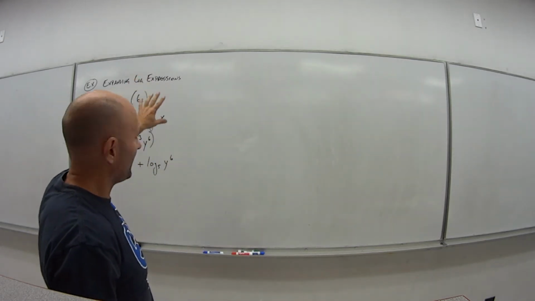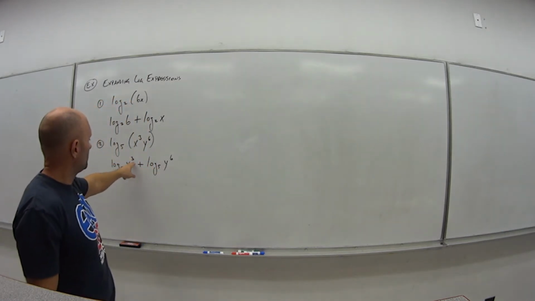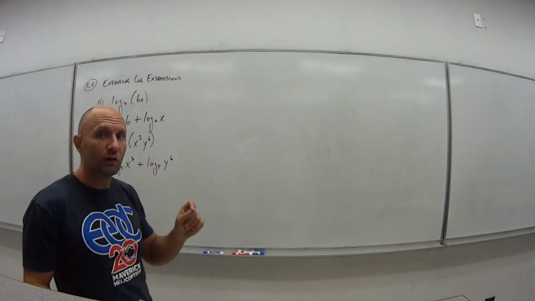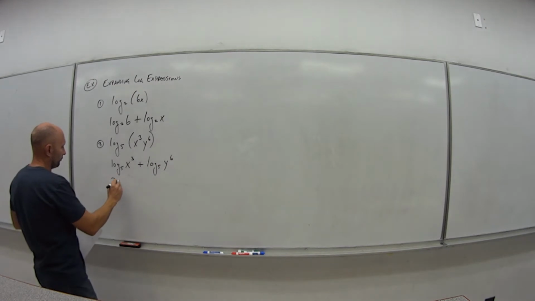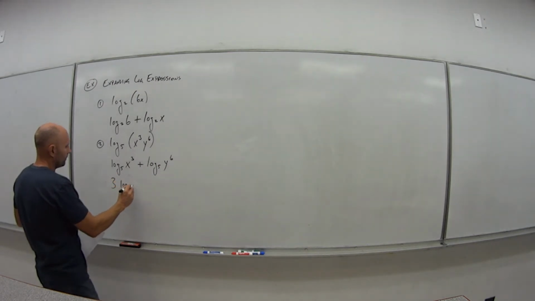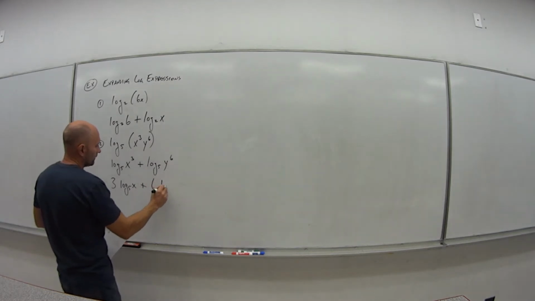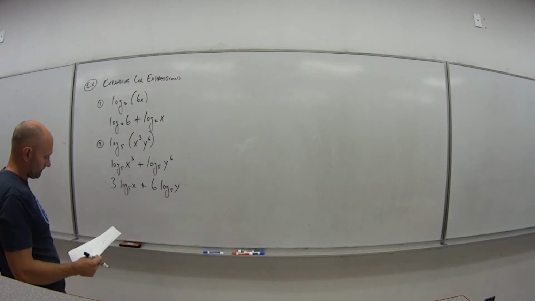But now what do I have? I'm trying to expand that. That's what the problems are telling me to do. So I need to go another step further. I have these exponents. So using rule number 3, I can bring those to the front. So this is really 3 log base 5 of x plus 6 log base 5 of y.